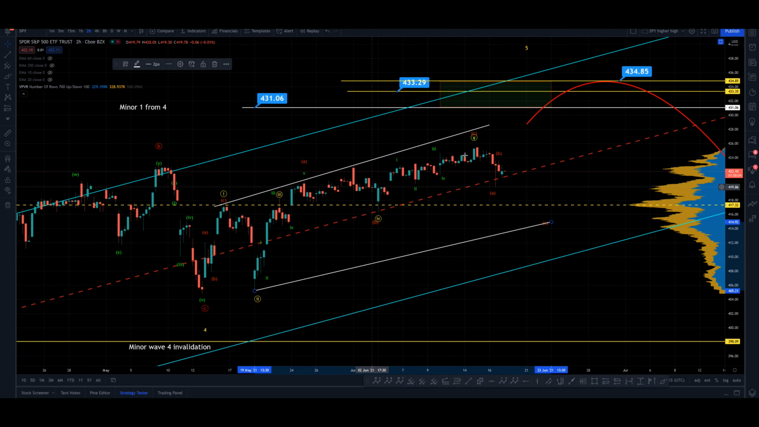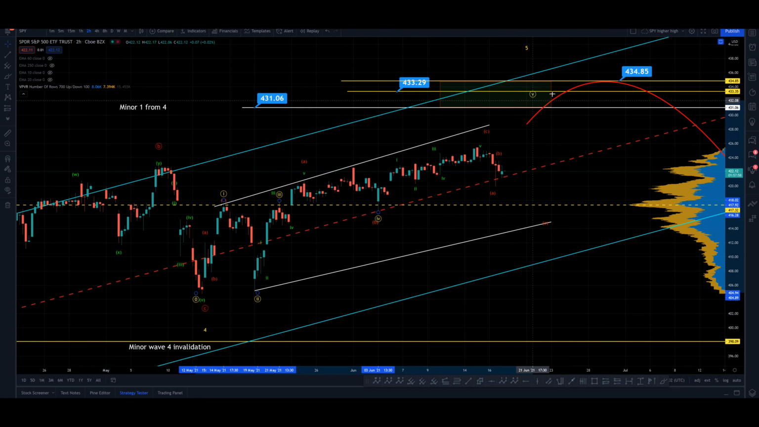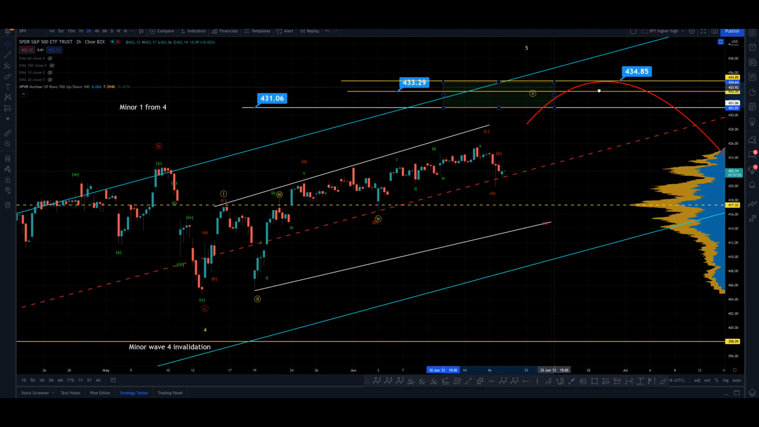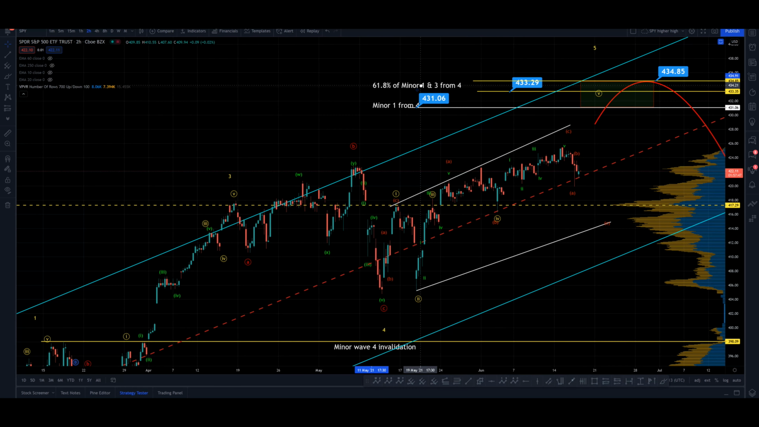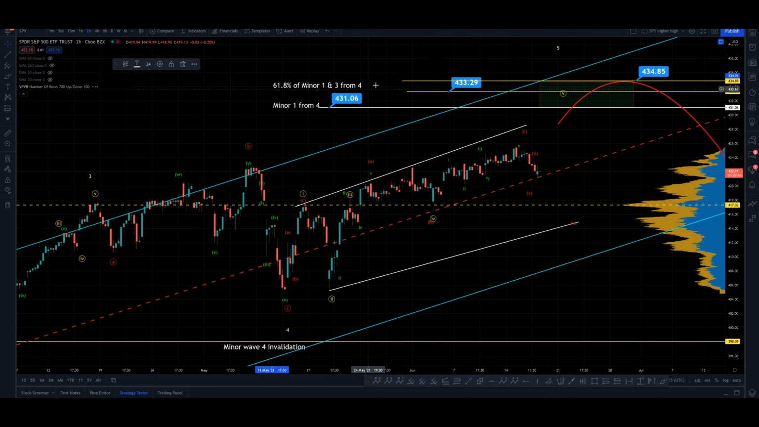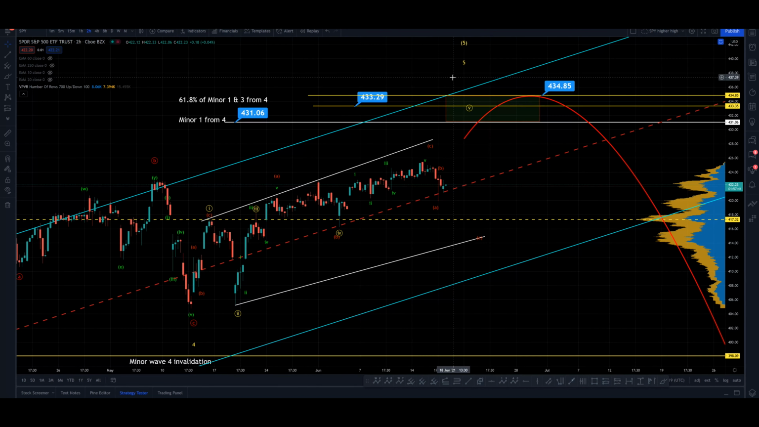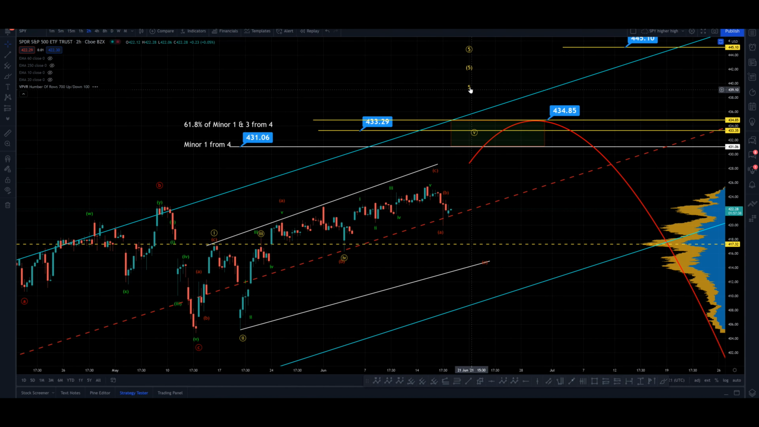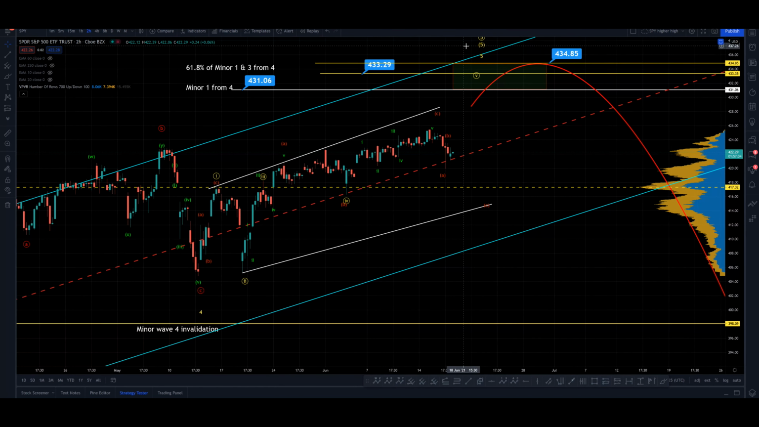So everything jigs along a little bit further, keeping our targets in mind. We're looking for the fifth minute wave to top out somewhere in amongst all of this, in our box between our minor 1 from 4, 61.8% of minor 1 and 3 from 4, and 61.8% of primary 1 and 3 from 4, which is the top yellow line here. So we've got a whole bunch of fifth confluences up here. Our fifth of a fifth of a fifth, and so on and so forth.